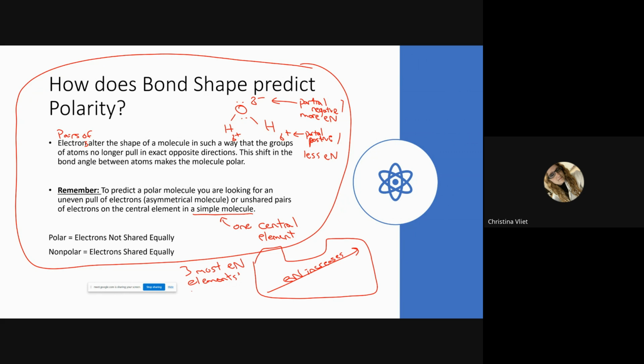are fluorine, oxygen, nitrogen. Meaning if you have any other element combined with fluorine, oxygen, or nitrogen, which oxygen and nitrogen are super common in molecules because all of your biological molecules, for example, have oxygen and/or nitrogen, those elements are going to be the ones that hog the electrons. The electrons are going to shift to them.